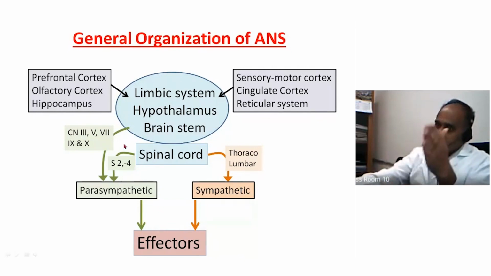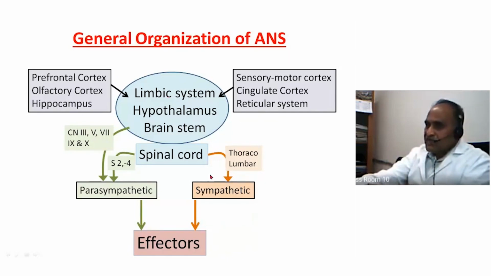Now, this is about the parasympathetic division. Then the sympathetic division is exclusively controlled by the thoracolumbar outflow.